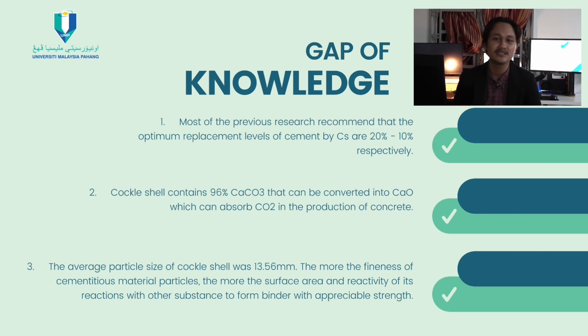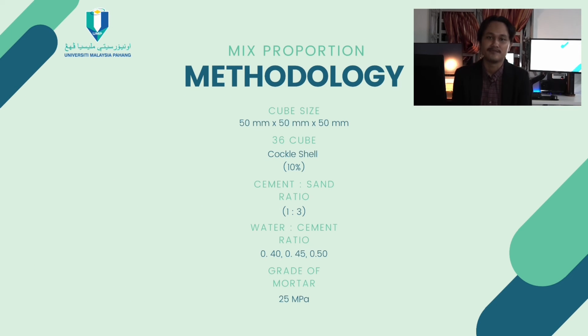First, most of the previous research recommends that the optimum replacement level of cement by cockle shell is 20 to 10% respectively. Second, cockle shell contains 96% calcium carbonate that can be converted into calcium oxide, which can absorb carbon dioxide in the production of concrete. And the third is the average particle size of cockle shell was 13.56 mm. Okay, the more the surface area and reactivity of each reaction with other substance to form binder with appreciable strength. Okay, then methodology means proportion.